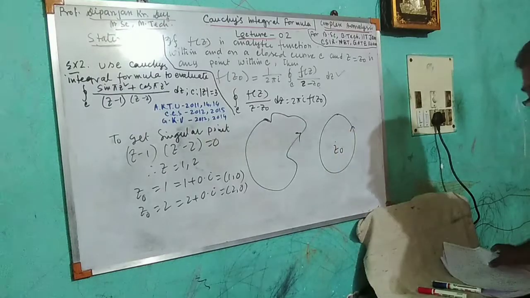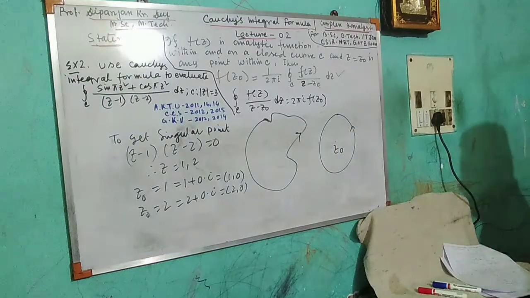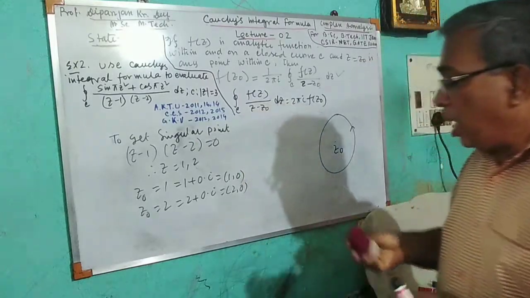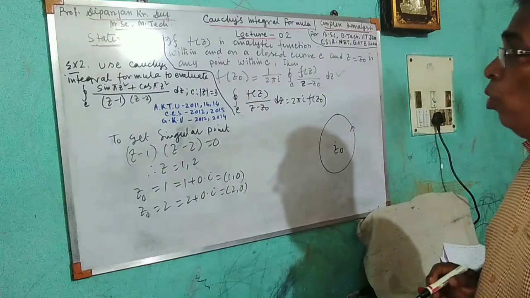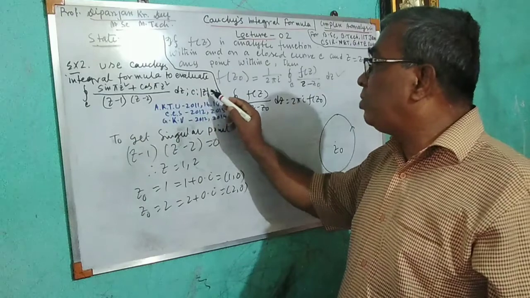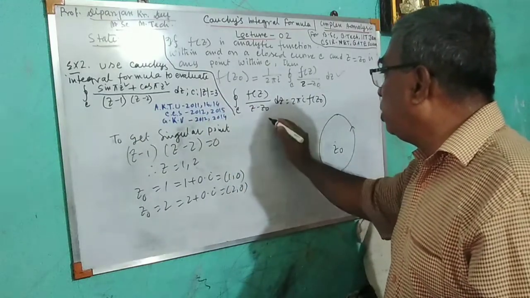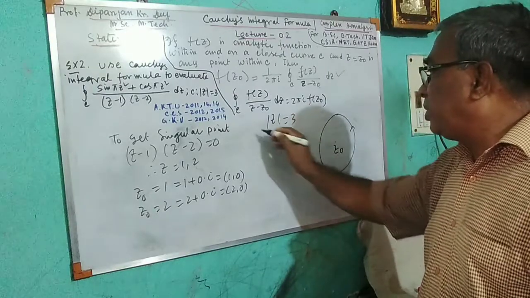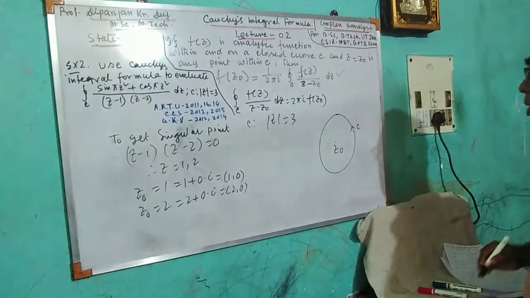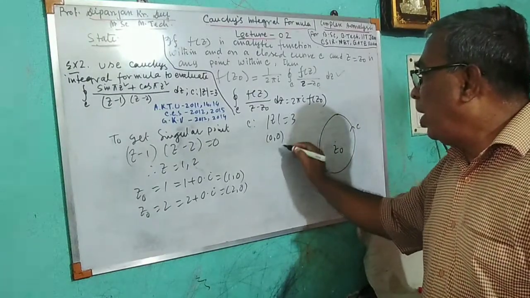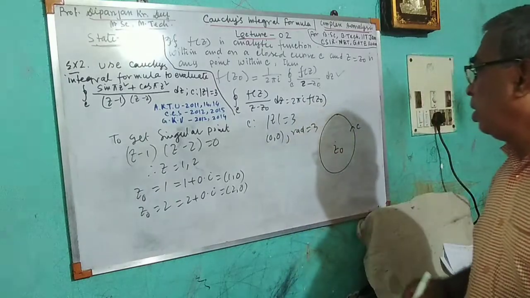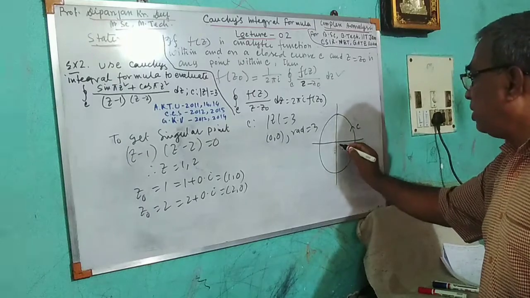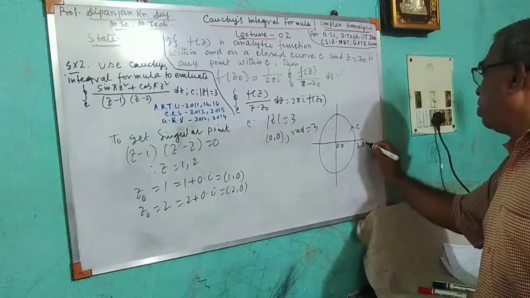Now, very important thing. After getting singular point, we have to draw the closed curve. Here contour is mod z equal to 3. This means that center is 0, 0, this represents a circle, this is the contour. So this is C actually. Center is 0, 0 and radius equal to 3. If we draw it, this is 0, 0, and this point is 3, comma 0, because radius is 3.